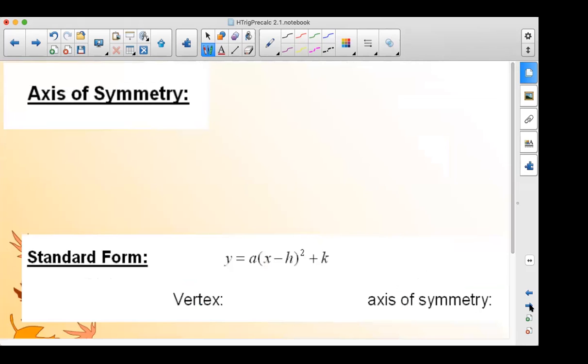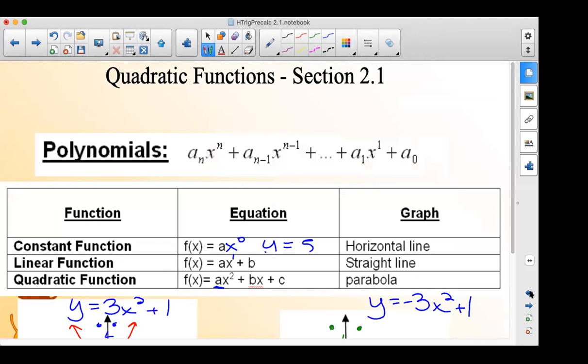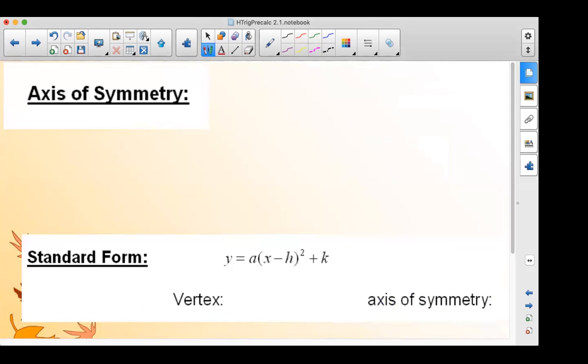So there are 2 ways to write a quadratic function. The form right here is called general form, ax squared plus bx plus c. That's probably the way that you'd usually see a quadratic function written. When you're factoring, when you're using the quadratic formula, it's an ax squared plus bx plus c form. So that's called general form. So I'm going to write that again, right here.